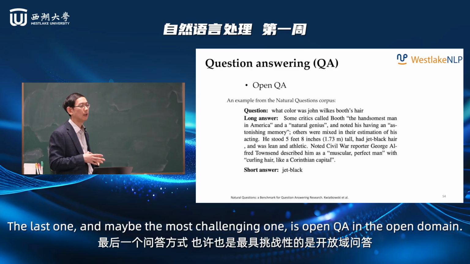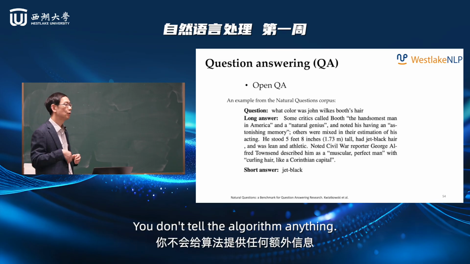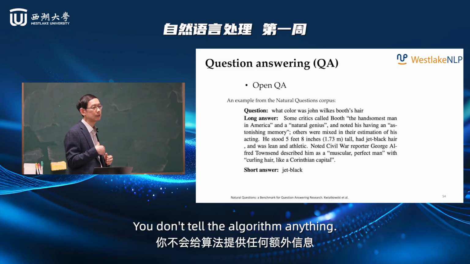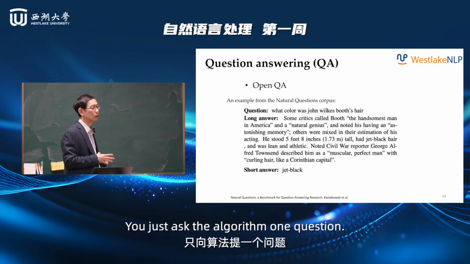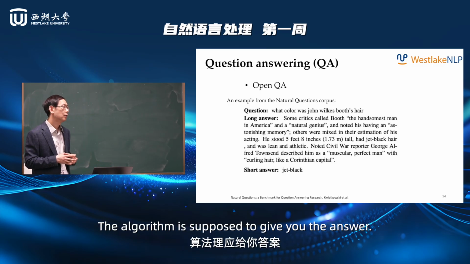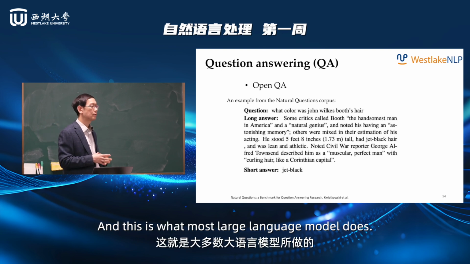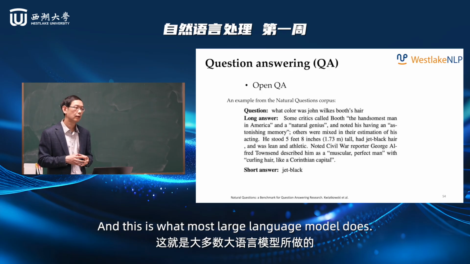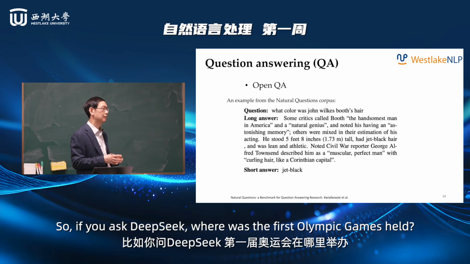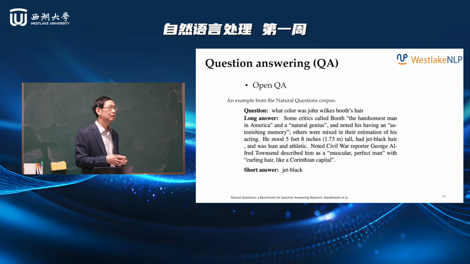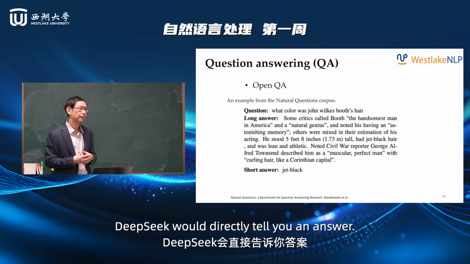The last one, and maybe the most challenging one, is open QA in the open domain. So you don't tell the algorithm anything. You just ask the algorithm one question. The algorithm is supposed to give you the answer. And this is what most large language models do, right? So if you ask DeepSeek, where was the first Olympic Games held? DeepSeek will directly tell you an answer.